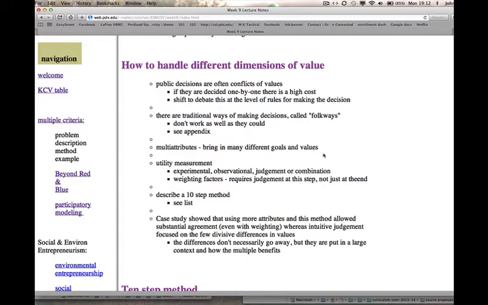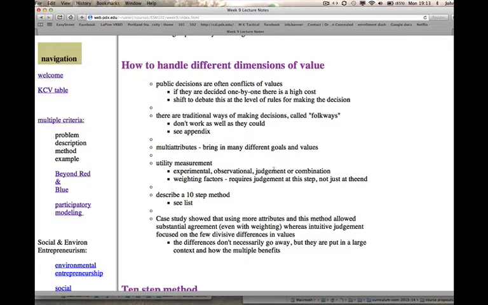So the idea with multi-attributes is to bring in many different goals and values and associate those with some particular project. What are the utilities to these different people? The example we're going to talk about is coastal zone management. We could get the utility of putting in a parking lot or having a bird watching area, these different things. We could do it experimentally, with observations, with some sort of judgment, or a combination of all of those. And we have to provide some sort of weighting factors for those.